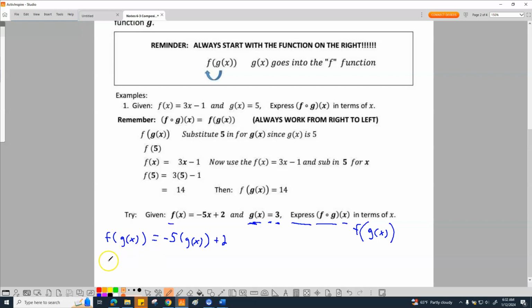So now I'm going to rewrite it with actual usable numbers. f of, what does my g of x actually equal? It equals 3 in this case. So I'm going to replace it with 3. I'm going to have my -5, and then I'm going to open my parentheses. And what does my g of x equal in this? It equals 3. So I'm going to put that there and then write this all down. And now what I'm going to have is -5 times 3 is -15 plus 2, and that evaluates out to -13. So for your answer, you end up with -13 on this.